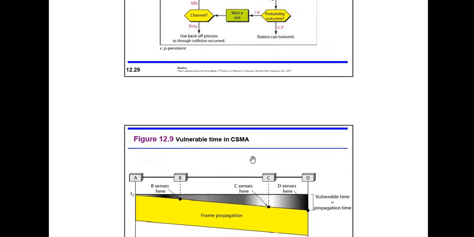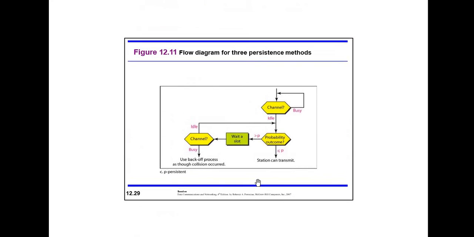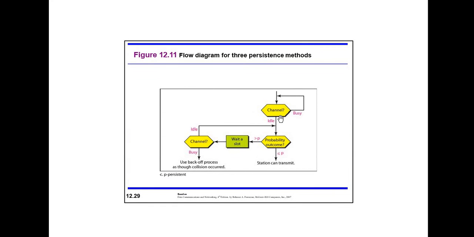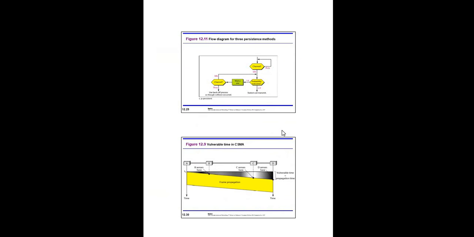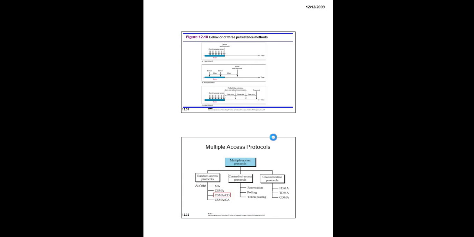So vulnerable time is the propagation time in CSMA. So if the channel is busy, it has to wait. If it is idle, it checks for the probability, and if the probability is there, wait again for a time slot, check if the channel is busy, then repeat. If it is idle, transmit the data. This is about the 3 persistent methods.